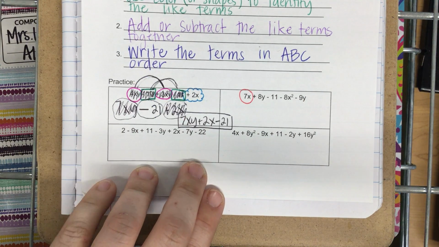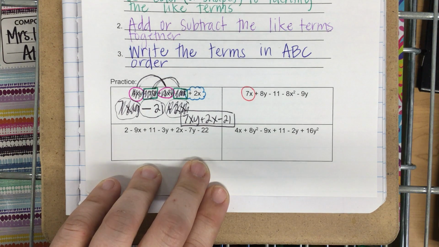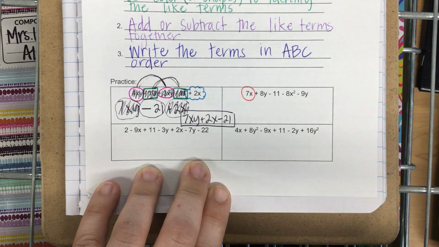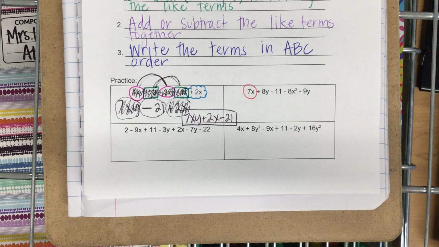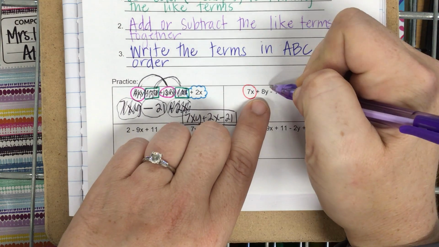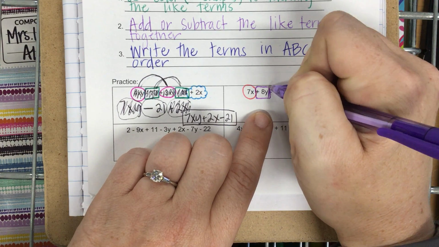7x. What else goes with 7x? Is there anything else that goes with 7x? Nope, so we're done. My next one is positive 8y. What goes with positive 8y?